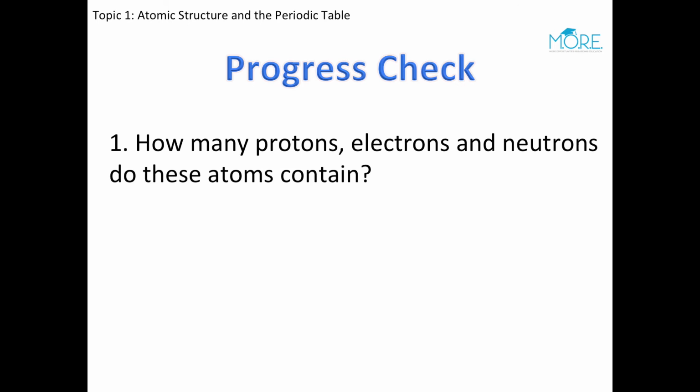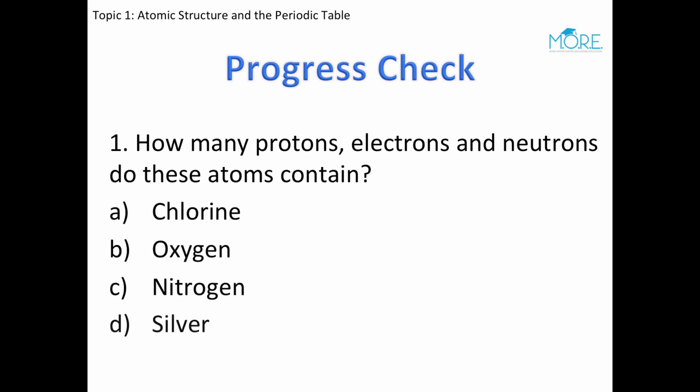Now let's test your knowledge with a progress check. I've got 3 questions for you. The first one, how many protons, electrons and neutrons do these atoms contain? Use your periodic table to help you with this. Pause the video, answer the question, and when you're ready, press play.